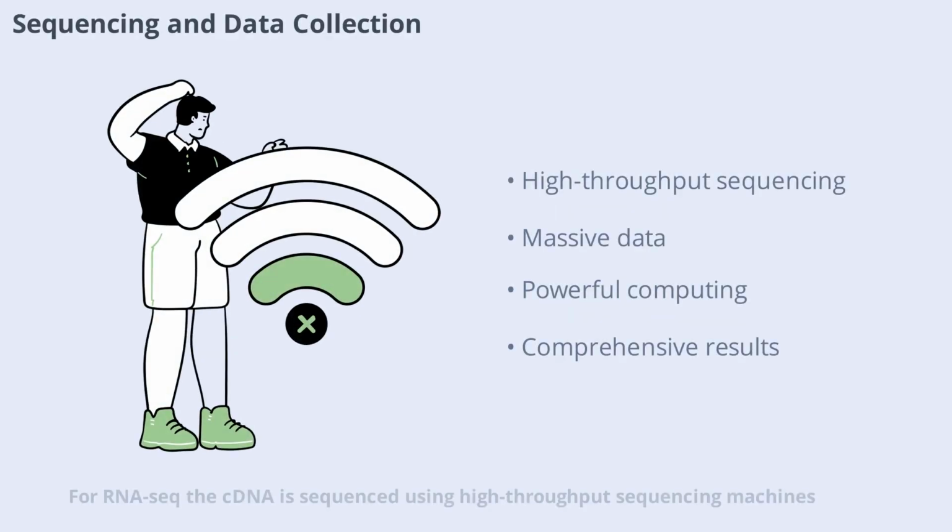For RNA-seq, the cDNA is sequenced using high-throughput sequencing machines. These instruments read millions of short sequences, or reads, from the sample. The resulting data is massive, requiring powerful computers to store and process. This step generates a comprehensive dataset that reflects the abundance of each RNA molecule in the sample.